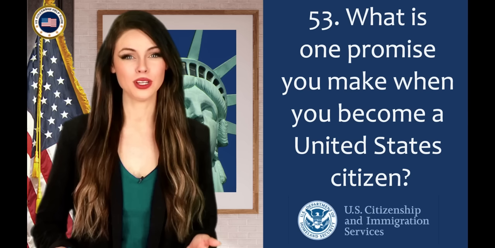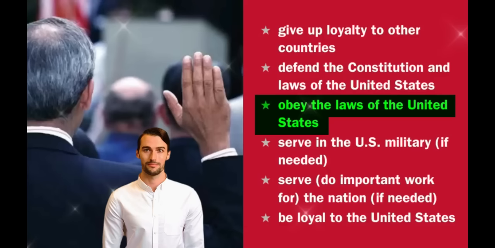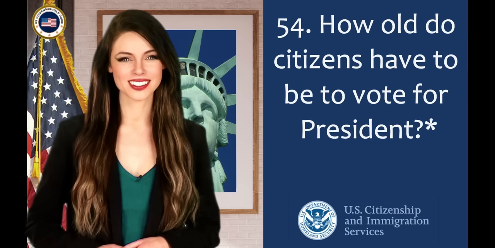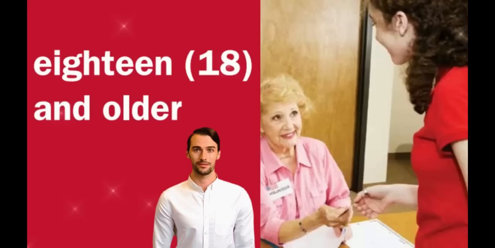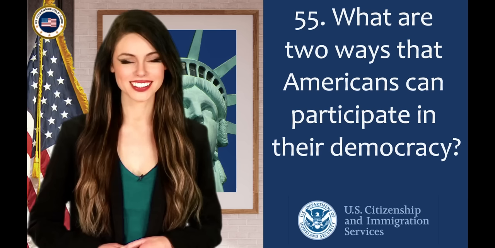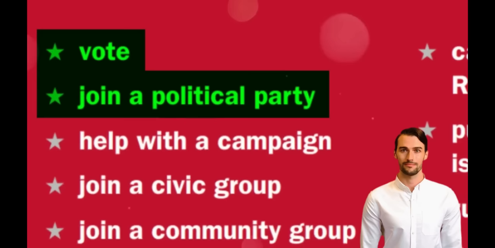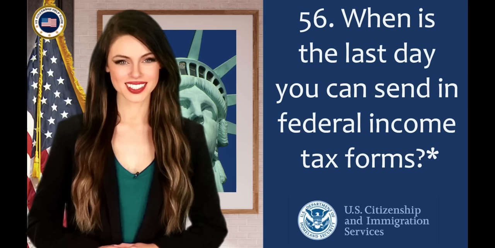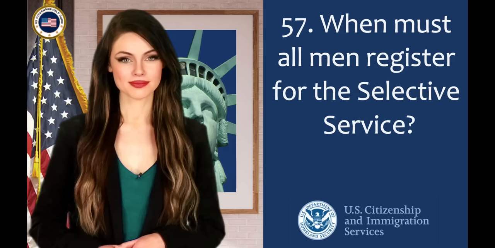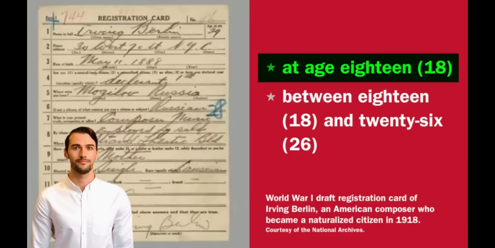What is one promise you make when you become a United States citizen? Obey the laws of the United States. How old do citizens have to be to vote for president? 18 and older. What are two ways that Americans can participate in their democracy? Vote, join a political party. When is the last day you can send in federal income tax forms? April 15. When must all men register for the Selective Service? At age 18.